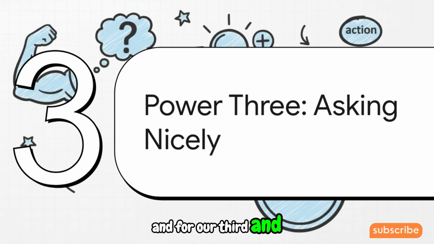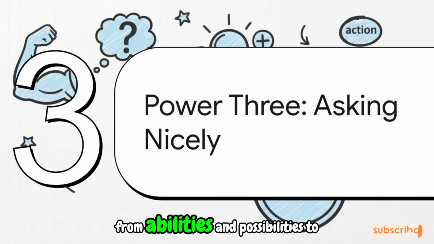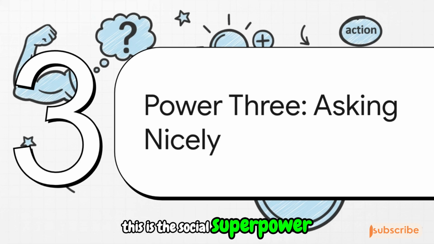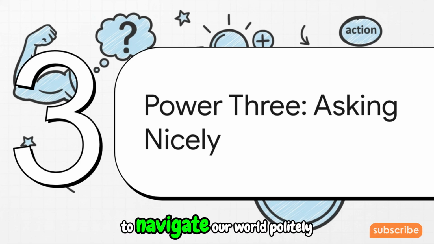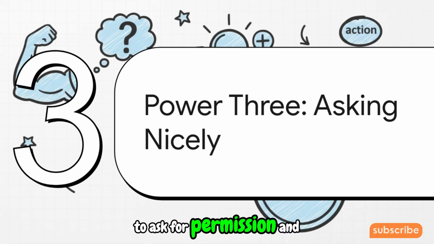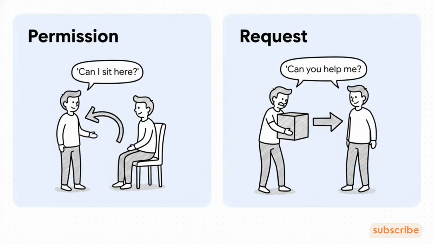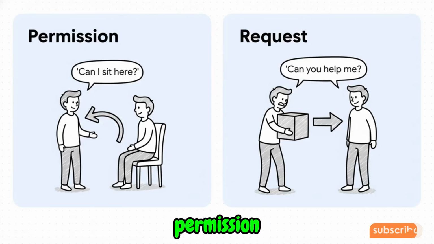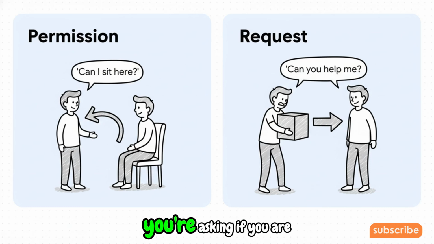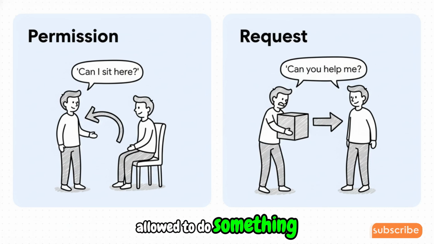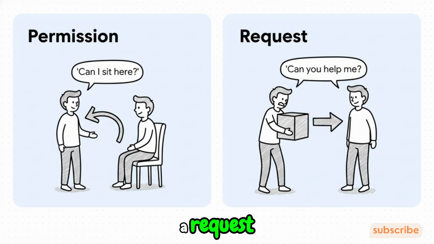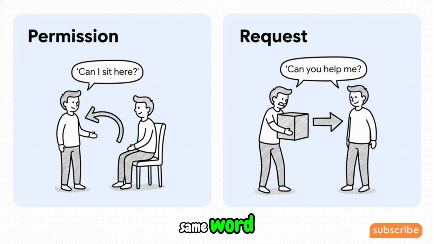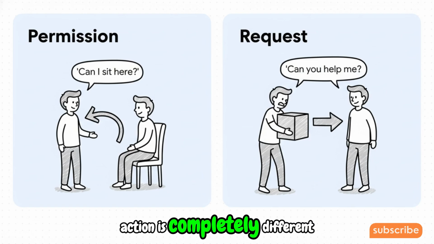And for our third and final power, we're shifting gears from abilities and possibilities to people. This is the social superpower of can. It's how we use it to navigate our world politely, to ask for permission, and to make requests. Now there's a subtle but really important difference here. On the left, you've got permission. Can I sit here? You're asking if you are allowed to do something. But on the right, it's a request. Can you help me? Now you're asking someone else to do something for you. Same word, but the direction of the action is completely different.